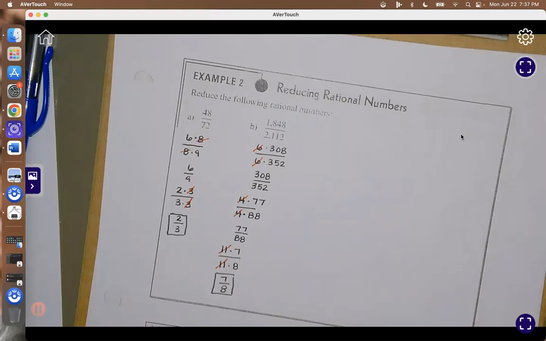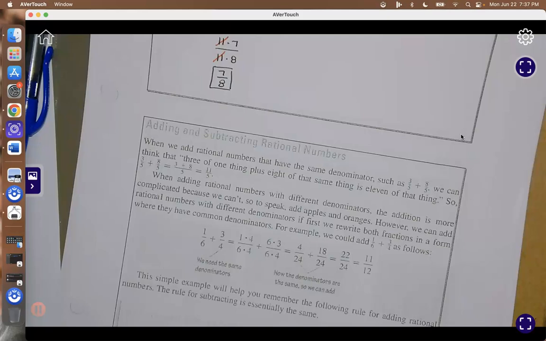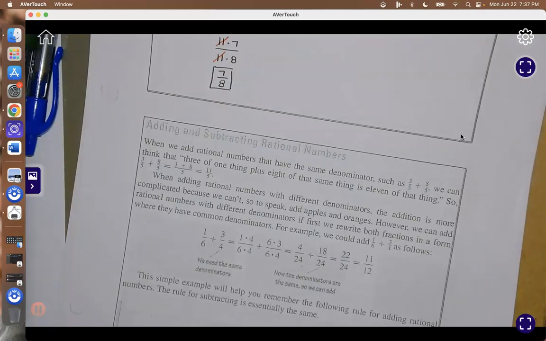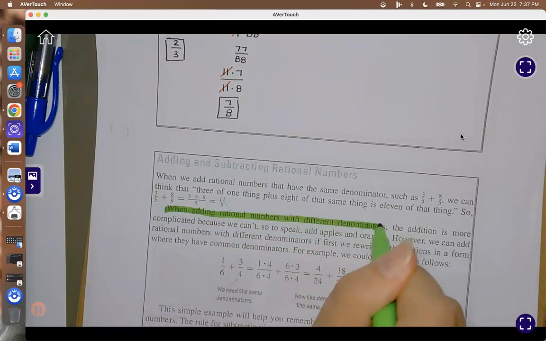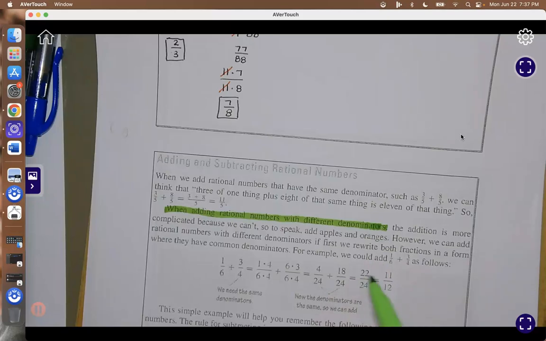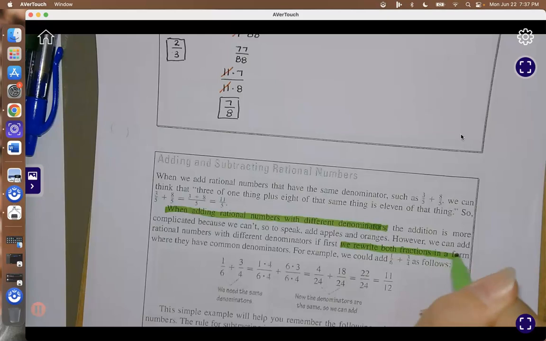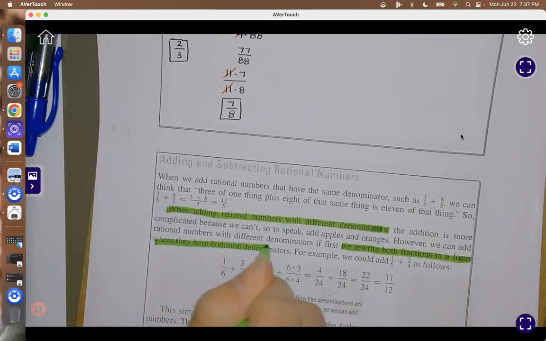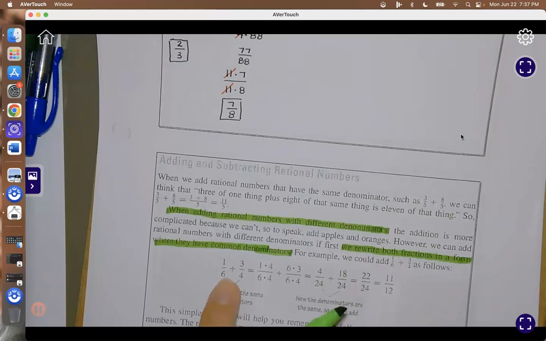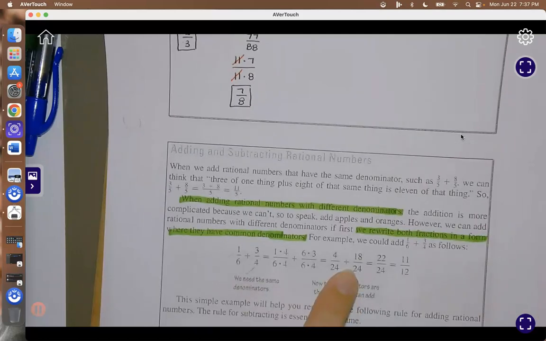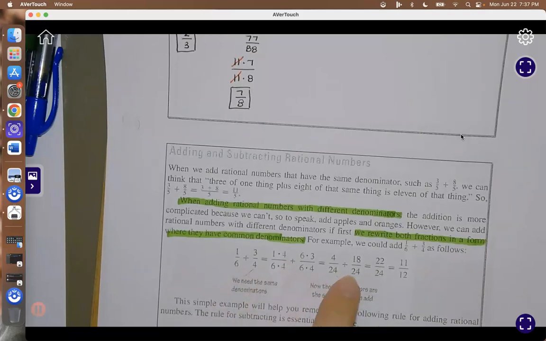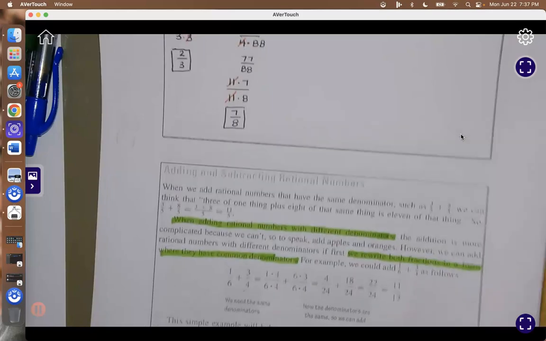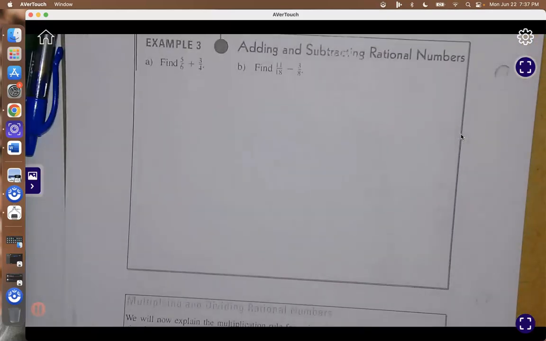Now, adding and subtracting rational numbers. Remember, when we're adding and subtracting fractions, we need common denominators. When adding rational numbers with different denominators, we rewrite both fractions in a form where they have common denominators. For example, when we have 6 and 4, yes, you could use 24, but you could also use 12. That would probably be what most of you would say. If you use 24, 24 will work, you'll just have to reduce it at the end. Alrighty. So here we go.